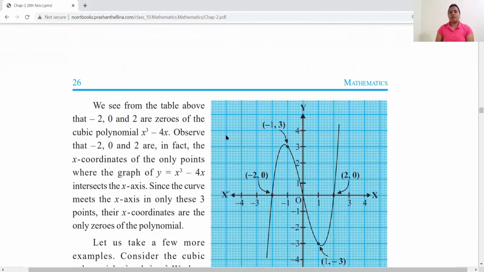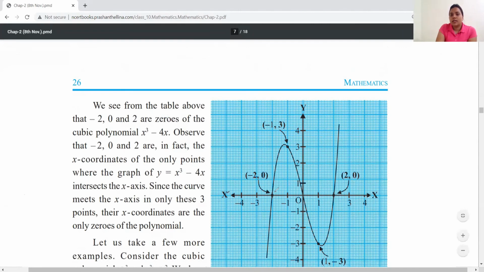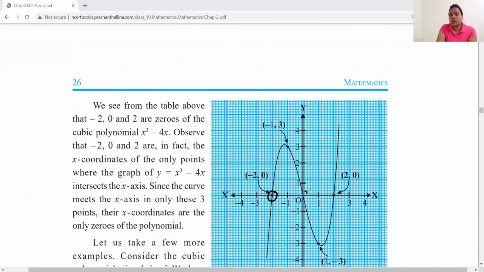See, this is the graph of the cubic polynomial. It will go on like this, a curve, complete curve. Okay, first it can start from the bottom also, it can start from the top also. So in this case, this graph is cutting the x-axis at 3 points. Here, 1, 2, and 3. So it is a cubic polynomial. So it will have 3 zeros.